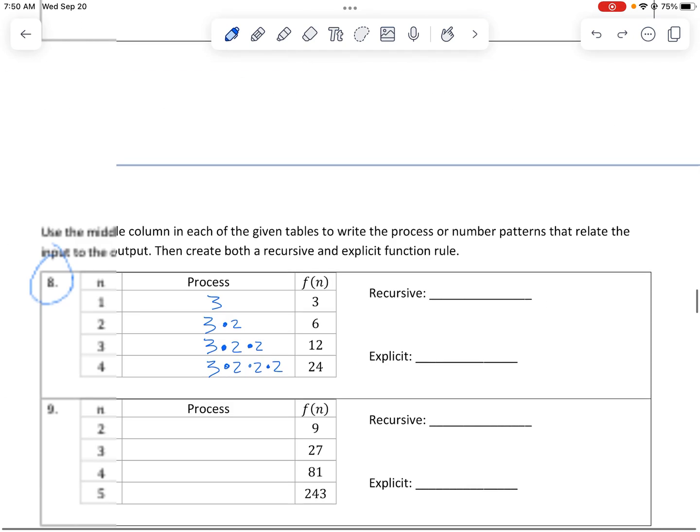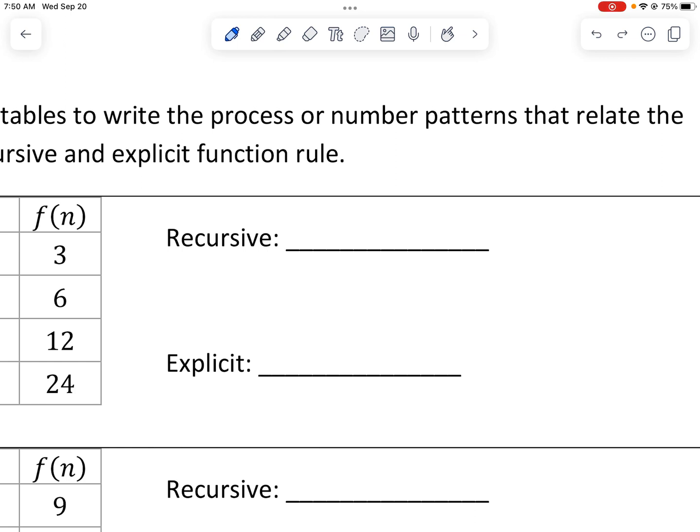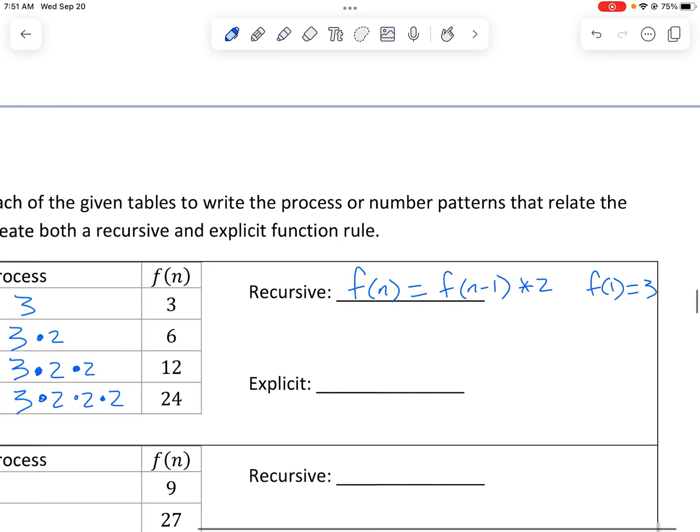So now we can write our recursive and explicit function for it. This is what we've been doing so far on this assignment. The recursive one always starts with f of n equals f of n minus 1. And again, this one is timesing by 2, so you just put times 2. But it does start at a different number, so my first term instead of 2 is going to be 3, because that was the first term of our sequence.